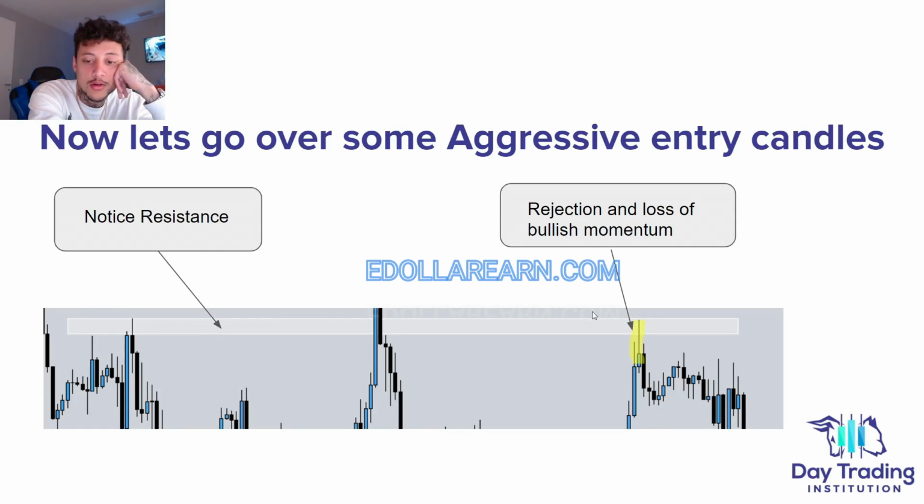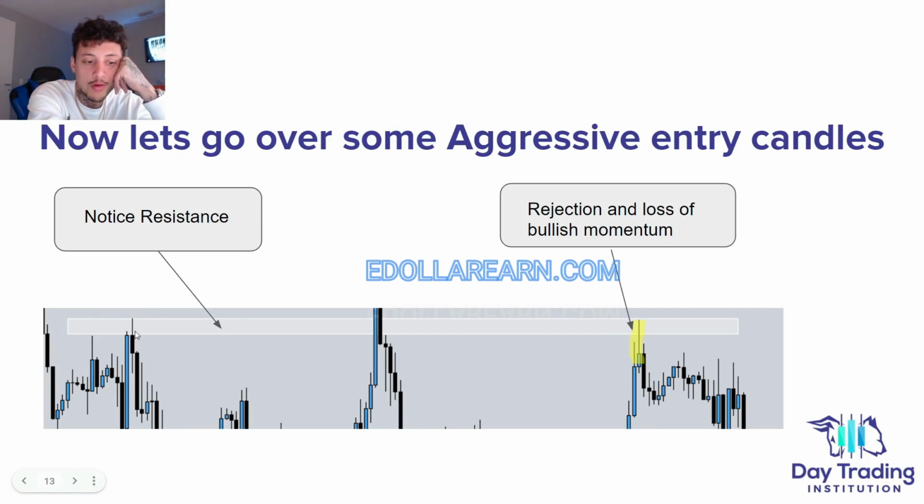Now, this is another example, right? Same concept. Notice resistance, and then the rejection and loss of bullish momentum with this bullish candlestick here. You would sell right then and there when this candlestick closes for an aggressive entry, and then notice price kind of consolidate and then continue to go down and short, right? Those are two examples of an aggressive entry.